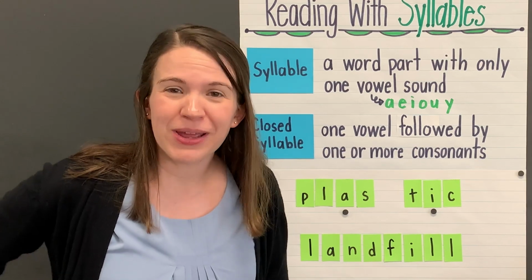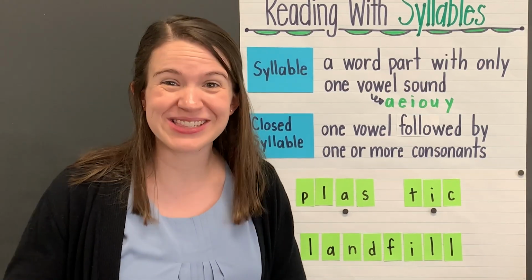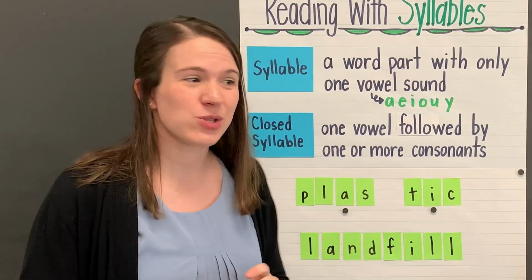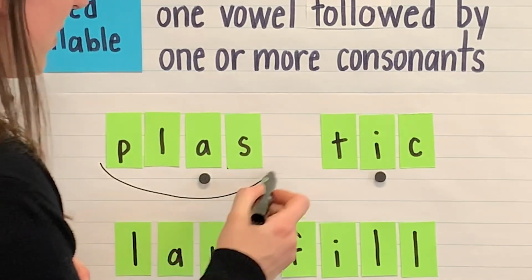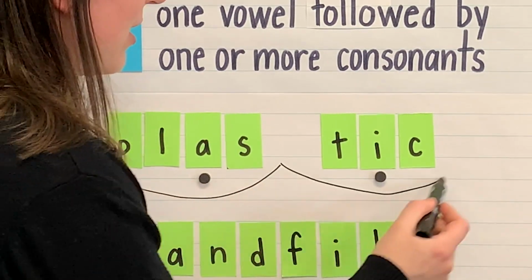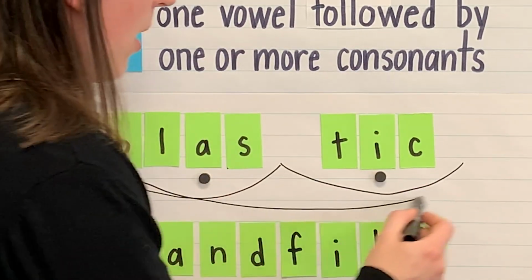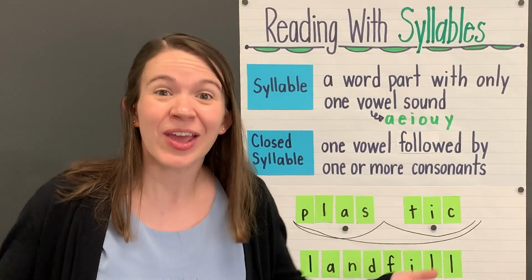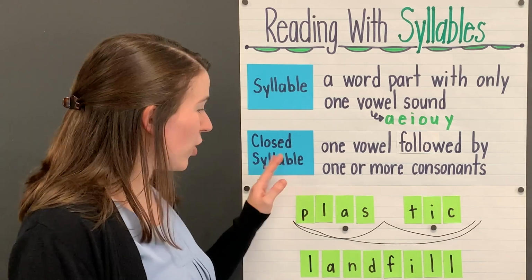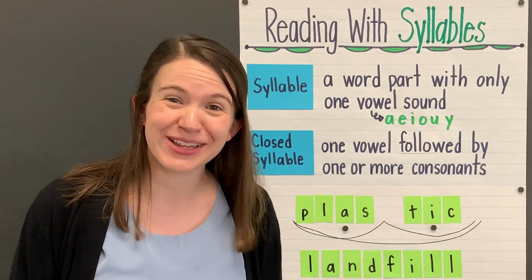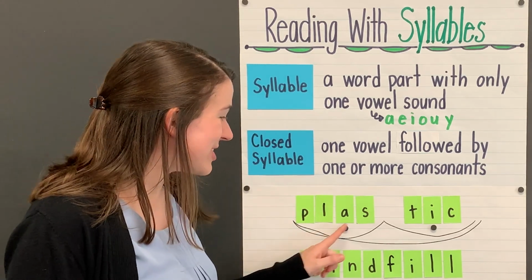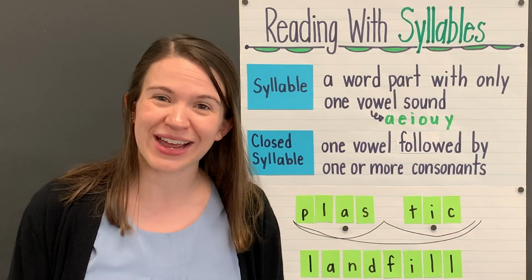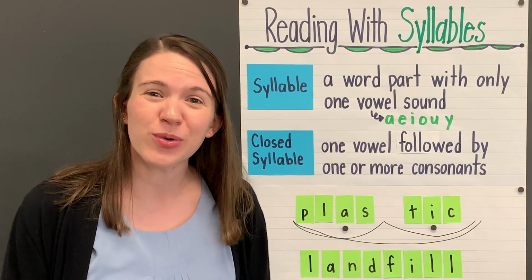Let's loop and swoop these syllables to read this word. Plastic. Plastic. This word is plastic. You were able to read a word with two closed syllables. And we remembered to say the short vowel sounds for the vowels that we read in that word.